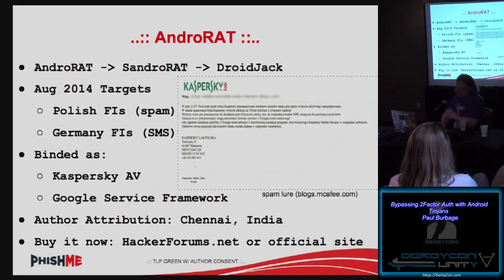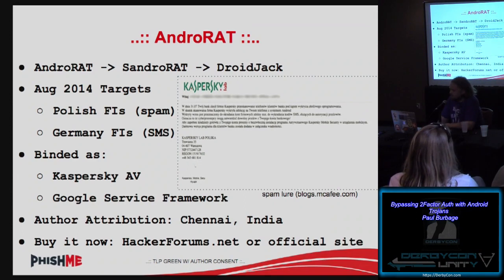So the first family we'll get into is an example of a Java C2 family. First known as AndroRat, it changed its name to SandroRat, and now it's available as DroidJack. In August of 2014, there was an active campaign, as you can see pictured here, purporting to be from Kaspersky, saying that you needed to install this mobile security application.